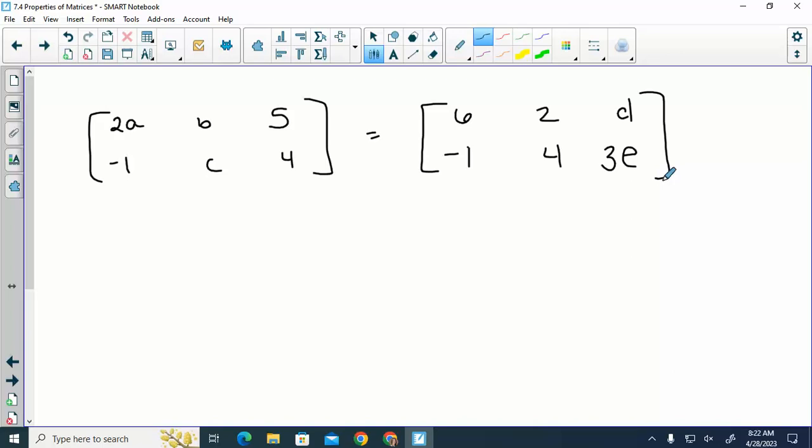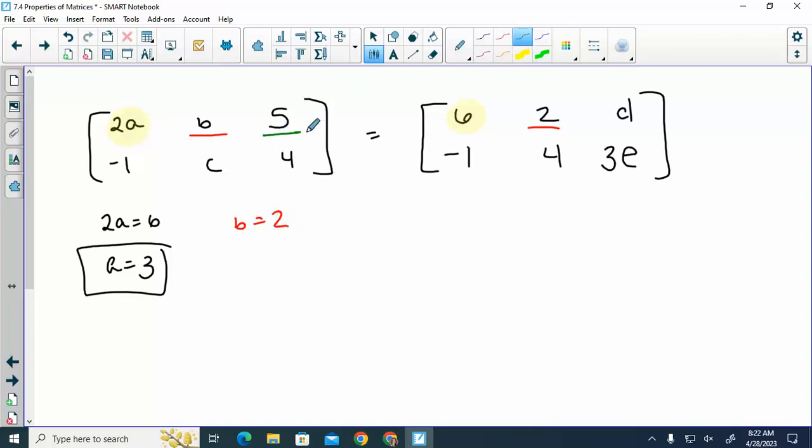Gotcha. So if I'm asking you to solve these, in order for these to be equal, the corresponding entries have to be the same. So in this type of scenario, you would just be solving for all the variables. So to find A, we know 2A equals 6, so your A is 3. Okay, the next one, B is 2.